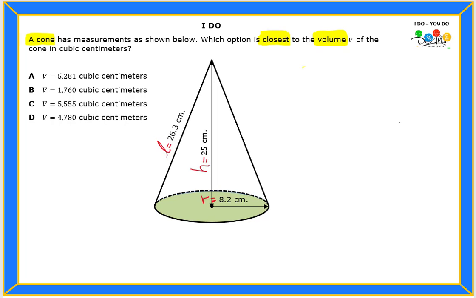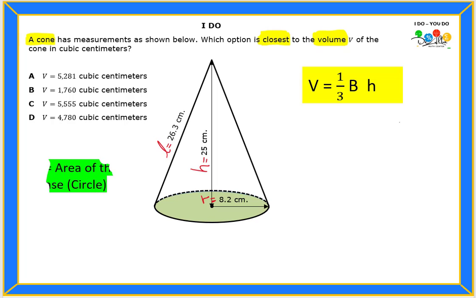So what else do I need? Well, I need the formula, right? So what's the formula for volume of a cone? Well, the formula for that is 1/3 capital B times H, okay? And the capital B stands for area of the base. And we still have circles on the bases, right? So we all know the formula for area of a circle.